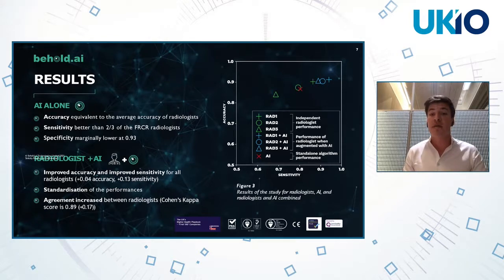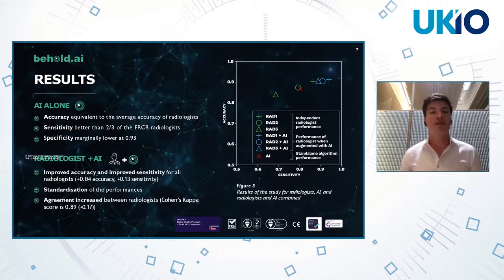But if you look now at the performance of the radiologists with AI, all the performances have been leveled up, and it was quite striking to us. You have an improved accuracy and sensitivity for all radiologists and also on average. On average, it's an increase of 13 points of sensitivity, which means that for every 100 new patients coming with a lung cancer that is visible on a chest X-ray, you will be able to detect 13 more patients.